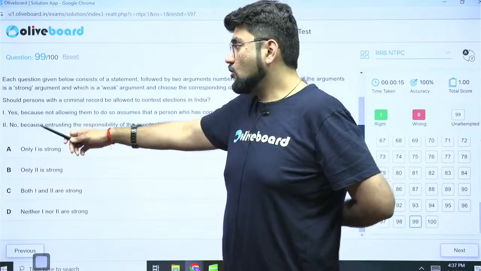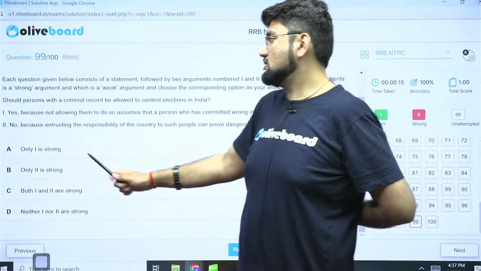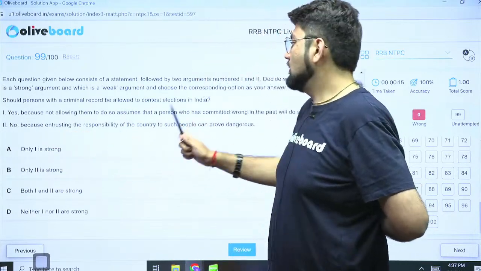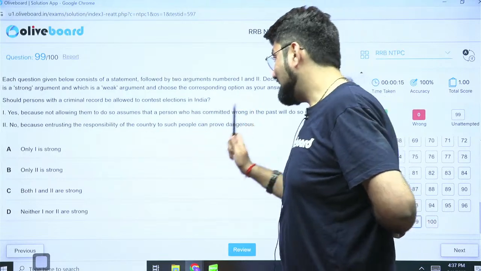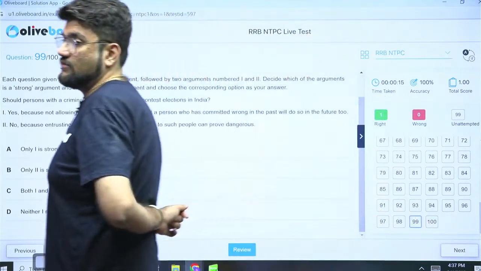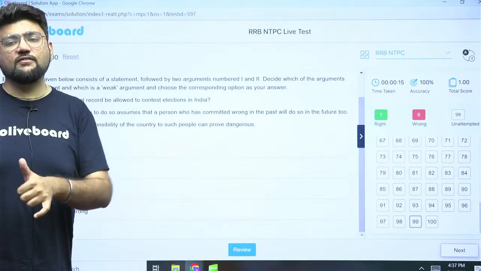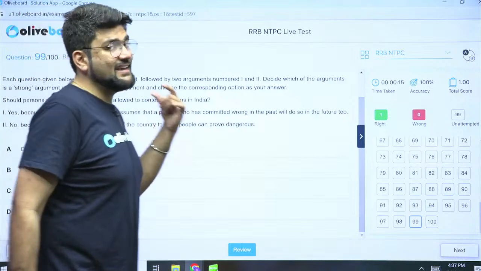Now, the other debate competition student says that no, they should not be allowed to contest elections because entrusting the responsibility of the country to such people who have a criminal record in the past can prove dangerous. If this would have said will prove dangerous, then it would have been a difficult decision. You would have rejected this because it would have become a weak argument. But it is saying can prove dangerous.